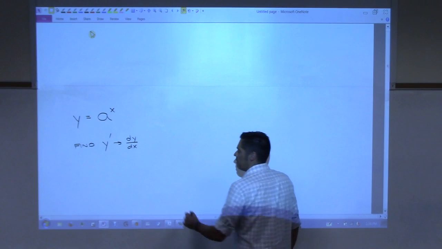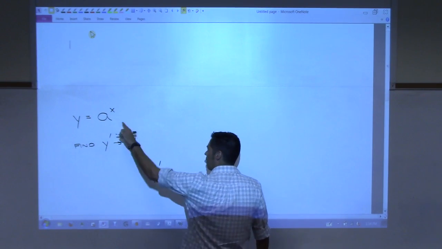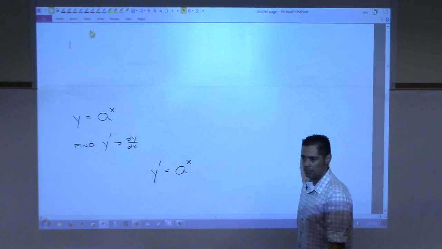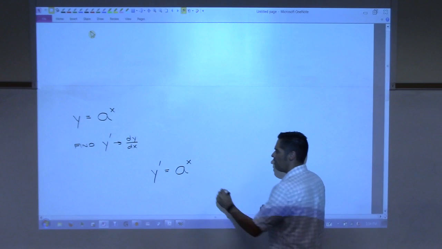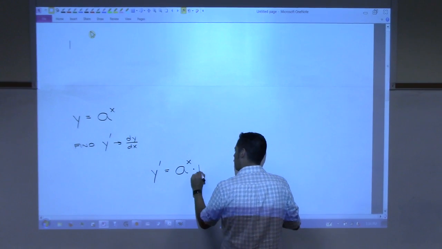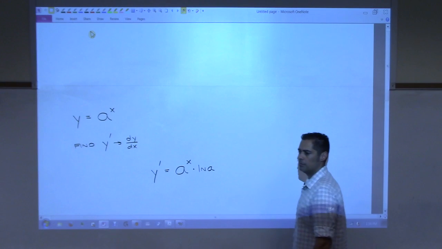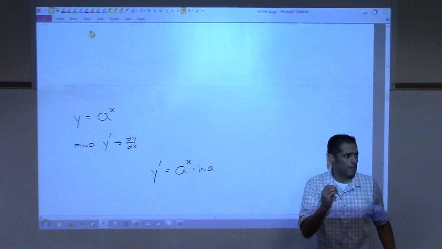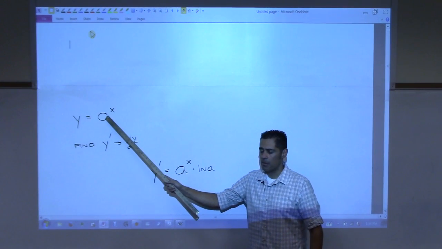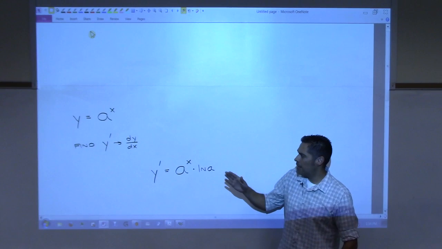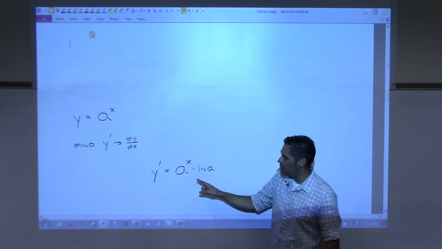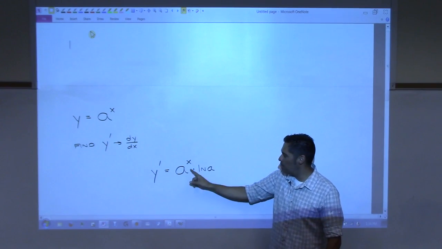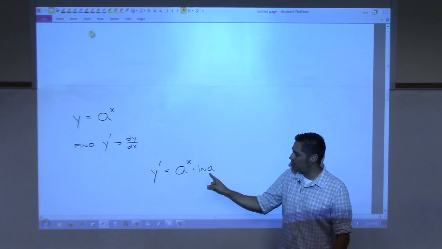So here's what it is. I'm just going to tell you. The derivative of that is itself times one thing: natural log of a. Now remember, a is a number, the base of the exponential function. So if you have an exponential function, a to the x, and you take its derivative, the answer is the exponential function exactly the way it was, but scaled. You multiply it by this, and this is a number.